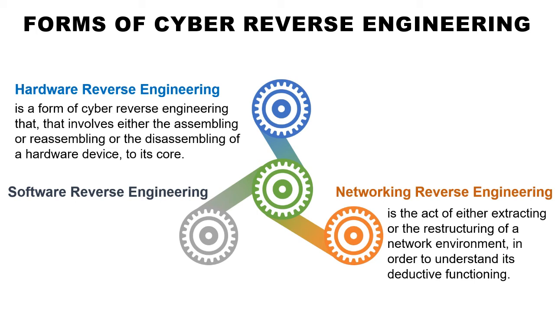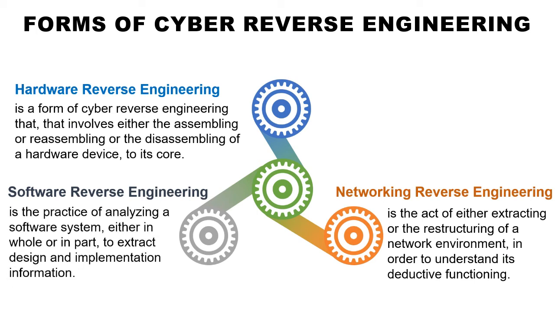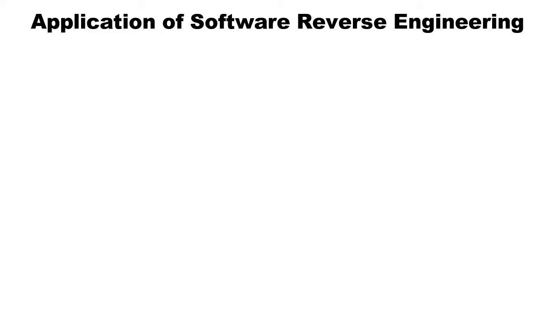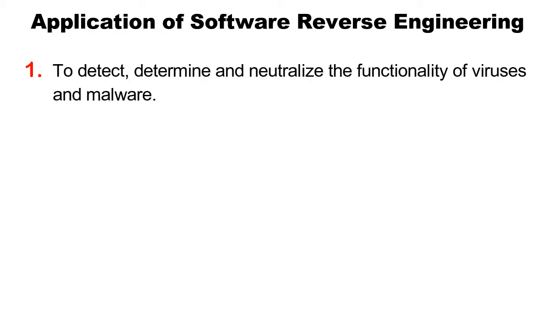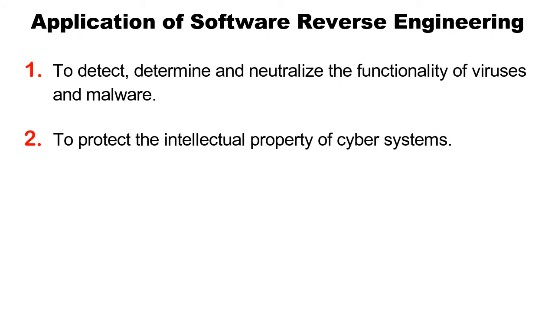Software reverse engineering is defined as the process of analyzing a software system either in a whole or in part in order to extract its design and its implementation information. In other words, software reverse engineering is the act of disassembling a software to its core source code. In terms of its uses, software reverse engineering is often performed to either detect, determine, or neutralize the functionality of a malware or a virus, and is also used as a form of security mechanism to protect the intellectual property of a cyber system.